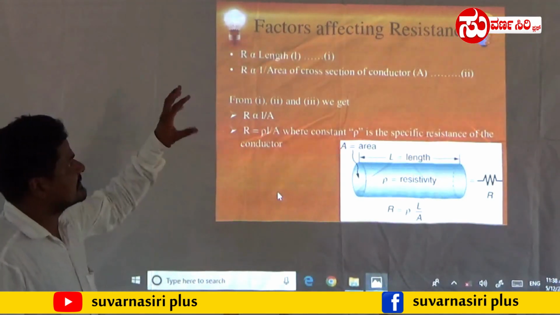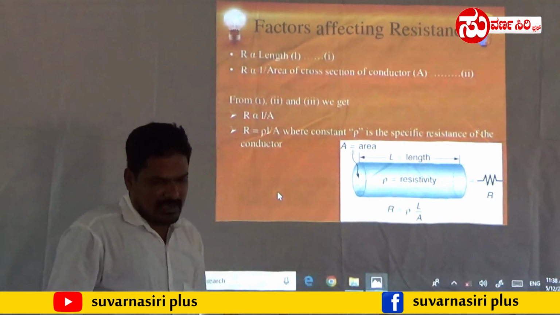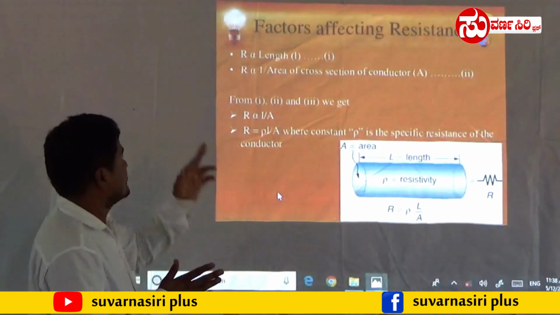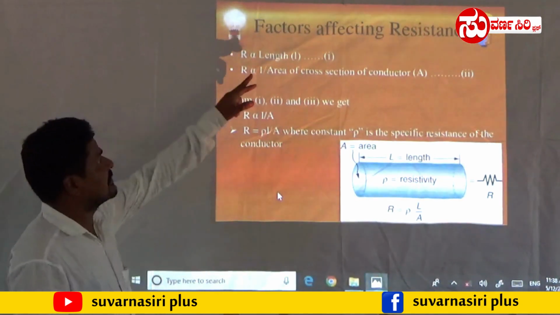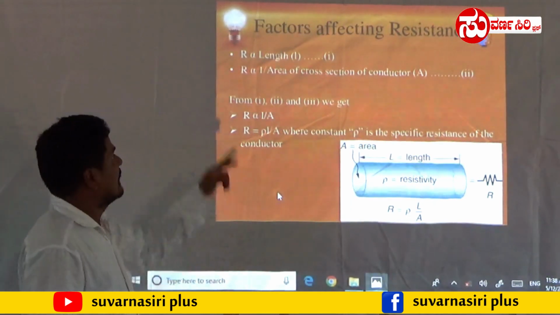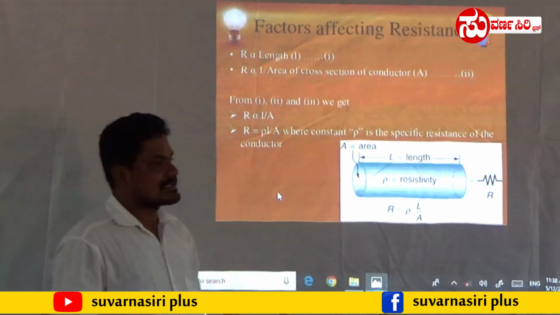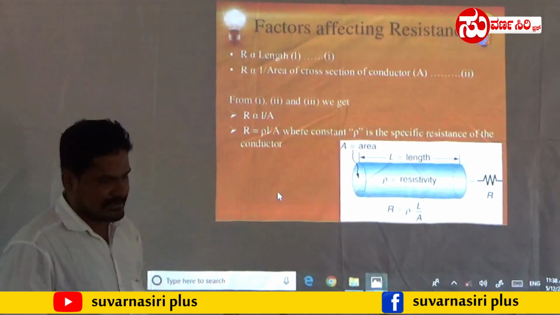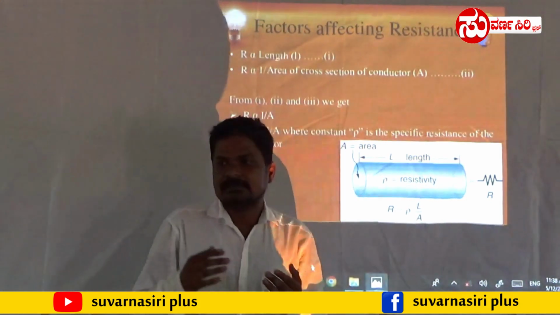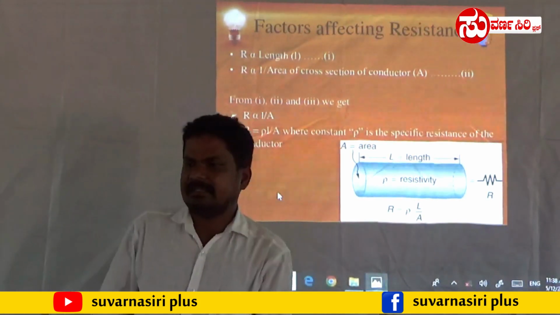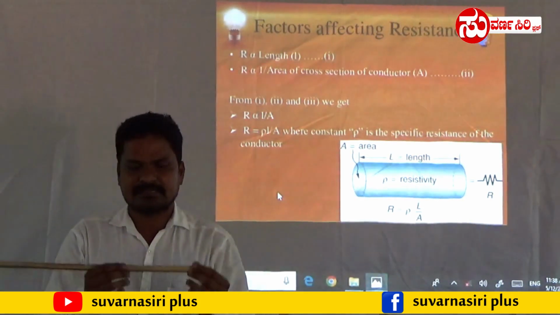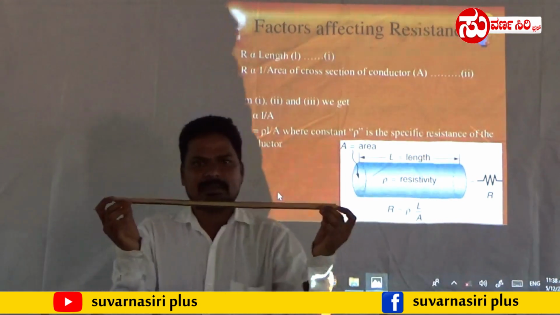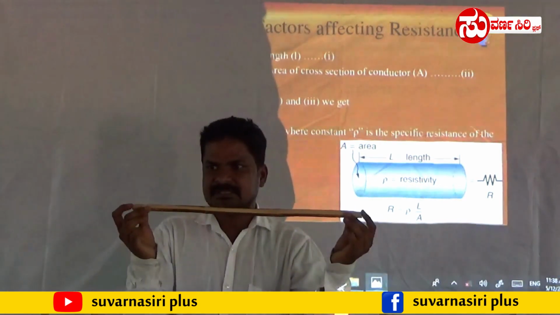Next, there are factors which can affect resistance. On what factors does the resistance of a conductor depend? The resistance of a conductor is directly proportional to its length, and inversely proportional to its area of cross section. We can see that resistance is directly proportional to the length. For example, if it is a very small conductor, the current is more, and if current is more, resistance is less.